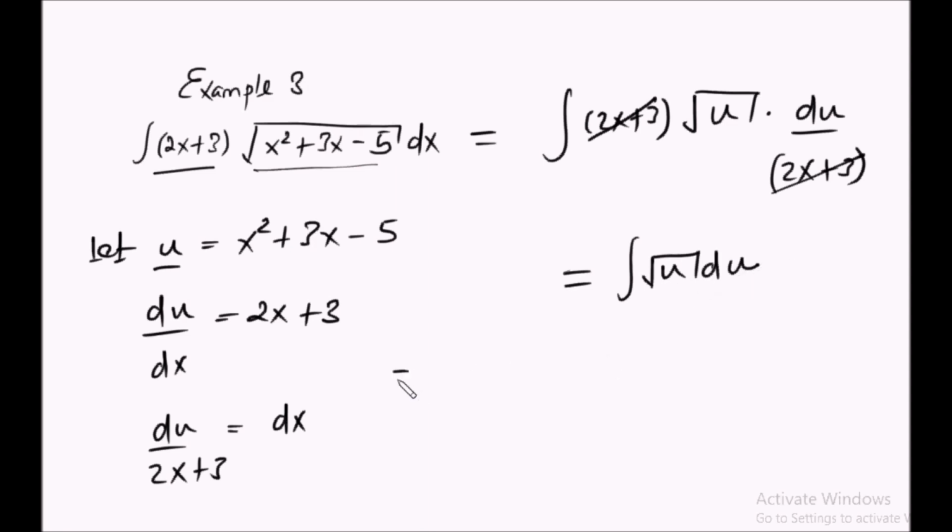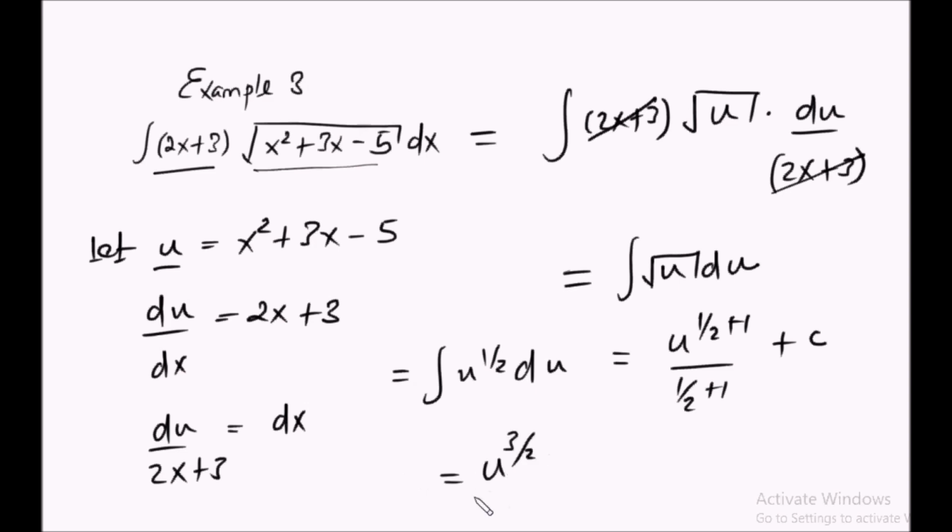So square root of u du ni u power 1 over 2 du. So itakuwa sasa na nini? U power 1 over 2 plus 1 chini ya 1 over 2 plus 1 plus c, okay? So 1 over 2 plus 1 ni 3 over 2. So itakuwa ni u power 3 over 2 chini ya 3 over 2 plus c. So hii 3 over 2 nikisimplify is going to be 2u power 3 over 2 over 3 plus c. So let me start a fresh page and conclude hii swali.